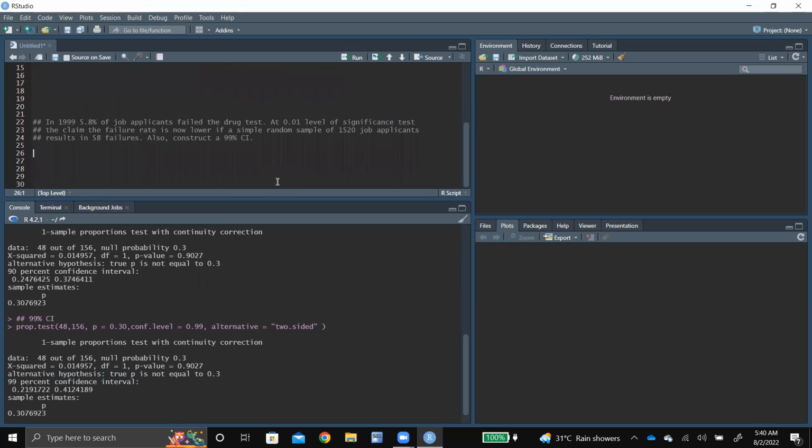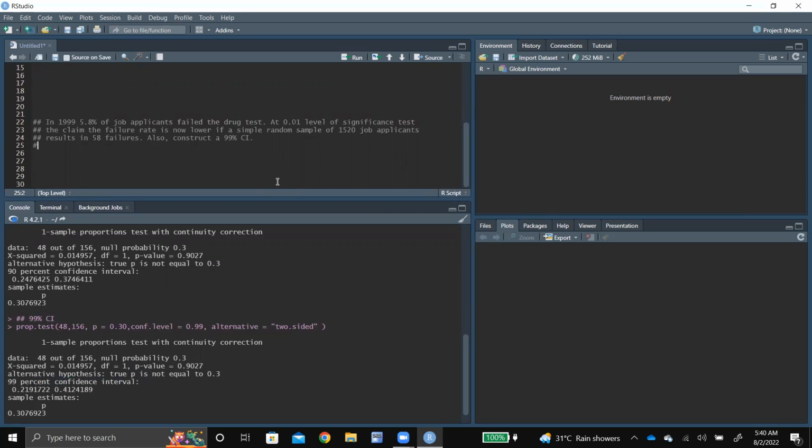Now, one more example that I want to share with you is that in 1999, 5.8% of job applicants failed the drug test. At 0.01 level of significance, test the claim that the failure rate is now lower if a simple random sample of 1520 job applicants results in 58 failures. Also, in this example, we need to construct a 99% confidence interval.